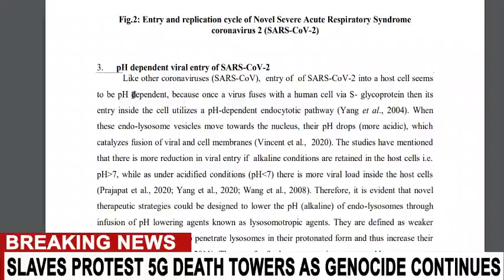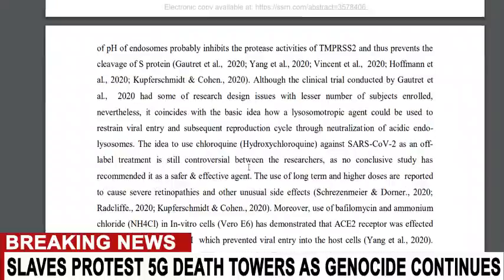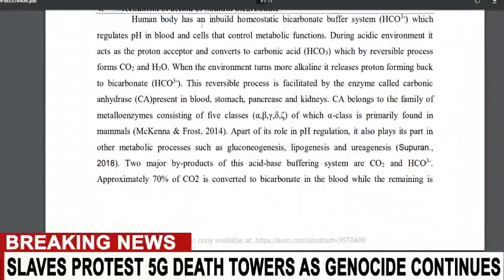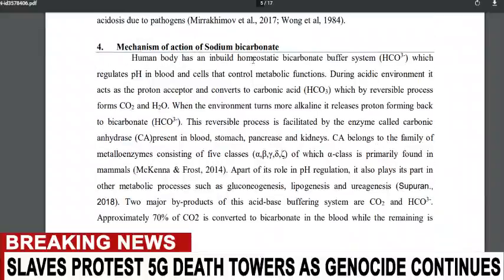Anyways, in fact, there's a lot of white papers out there talking about pH dropping, acidosis, fusion of viral and cell membranes, et cetera, et cetera. So this is a well understood principle. Mechanisms of action of sodium bicarbonate.